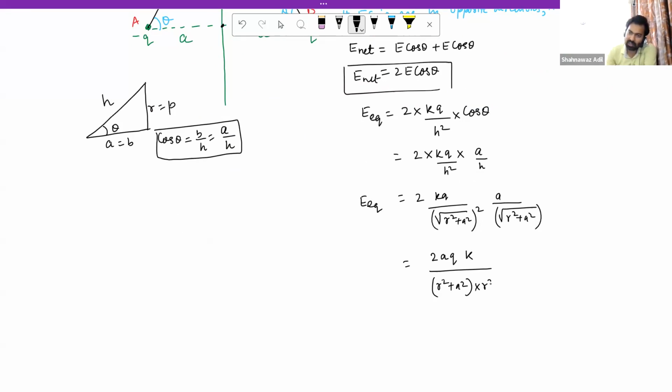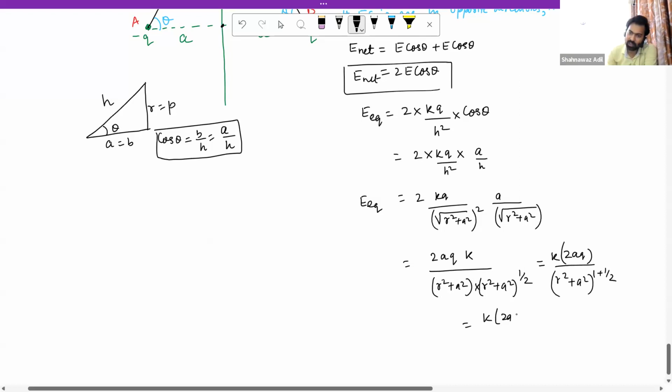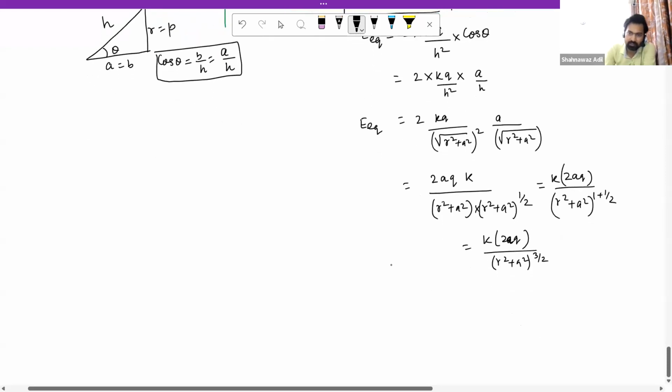And this I can write as R square plus A square power half, right? So the base is same, power is different. So power will add up, and this would be K 2A cube divided by R square plus A square, and then 1 plus half, so that is 3 by 2. So is this part clear to you? Yes, sir.